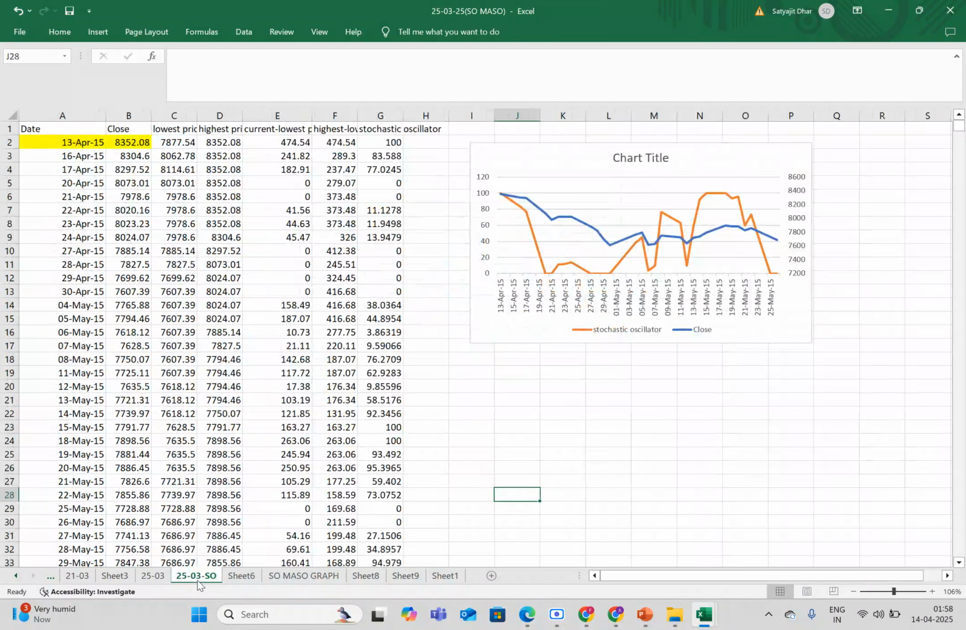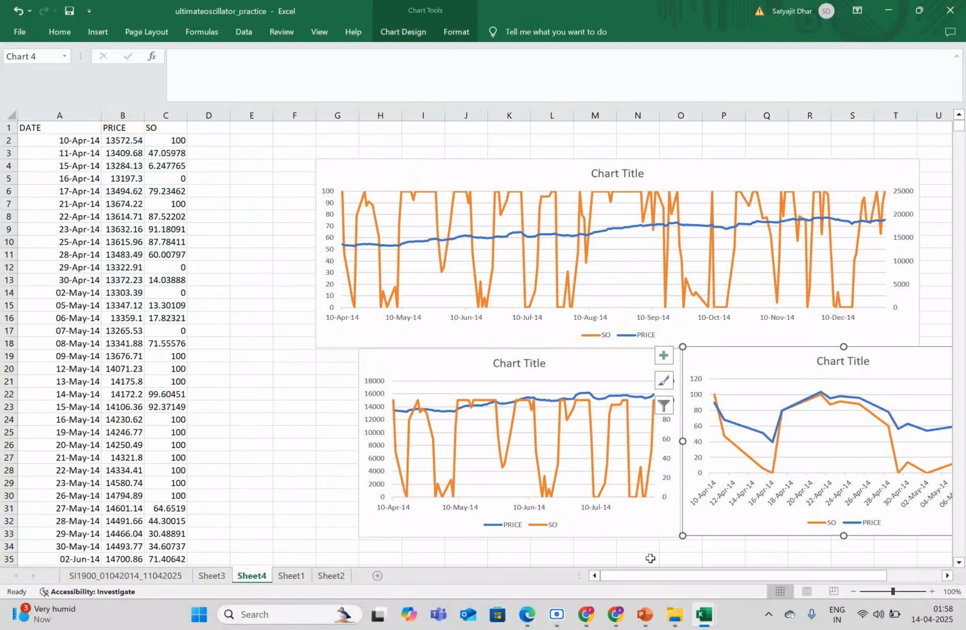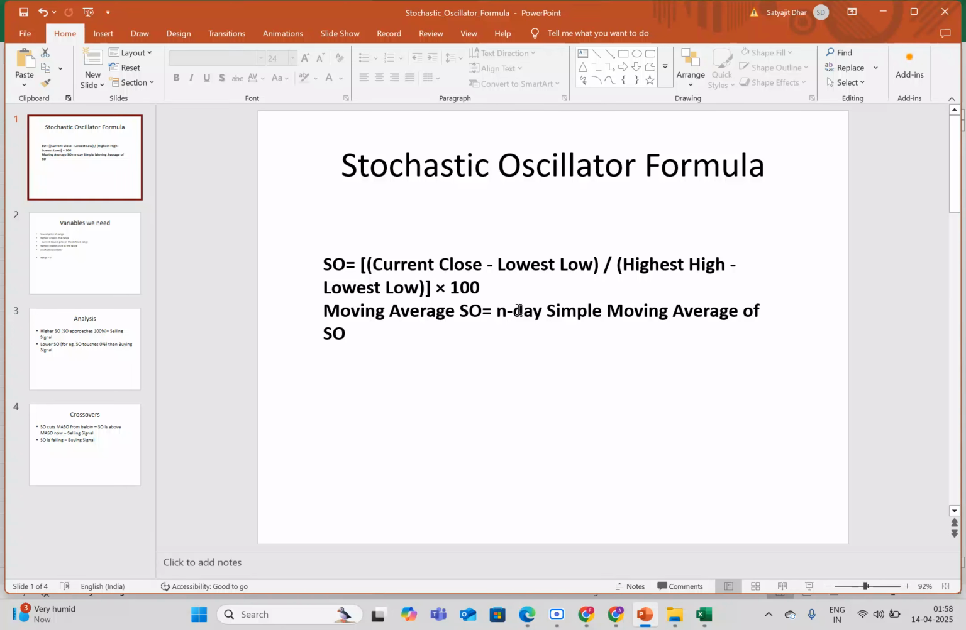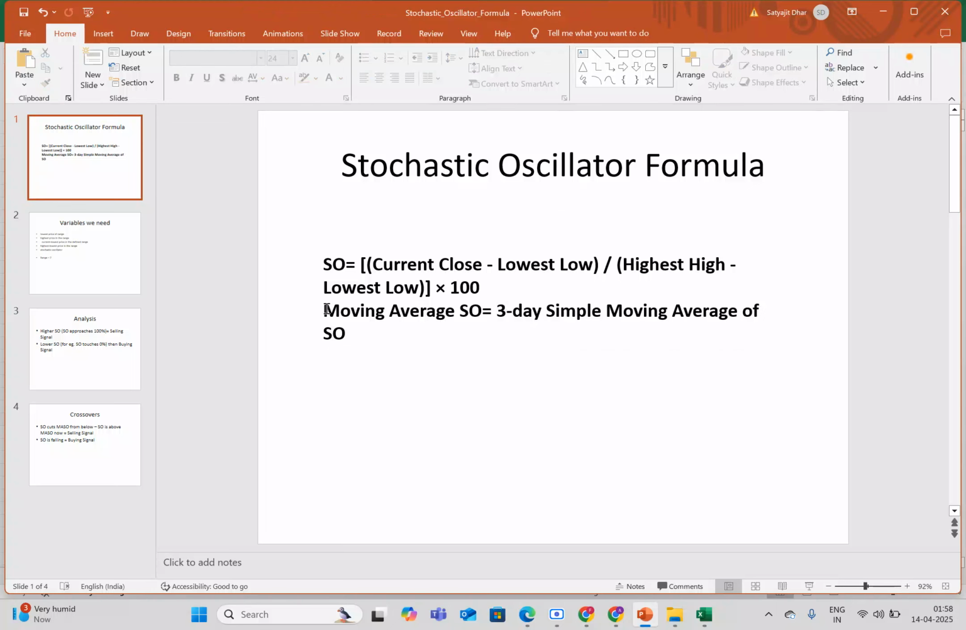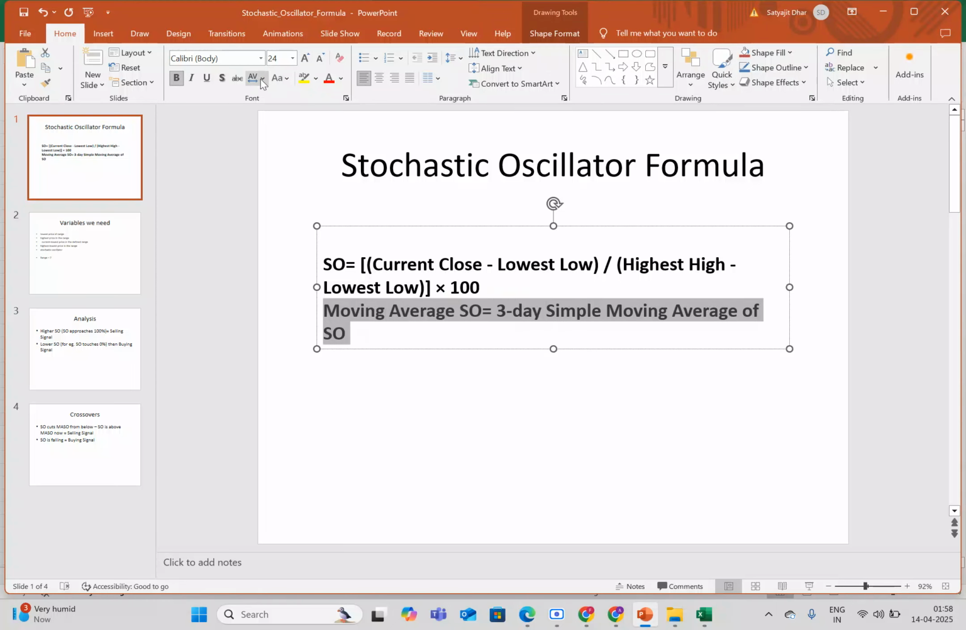So the moving average stochastic oscillator will be for 3 periods. Here, not the 50 days moving average that we do in the case of short term and long term moving average. The moving average stochastic oscillator has a particular definition where we take it for 3 periods. So it is a 3 day simple moving average of the stochastic oscillator. Okay, so this is it.